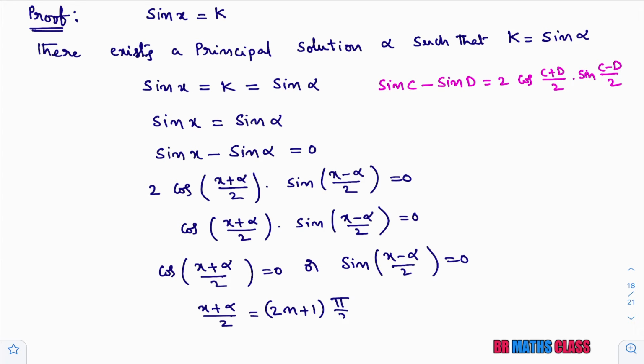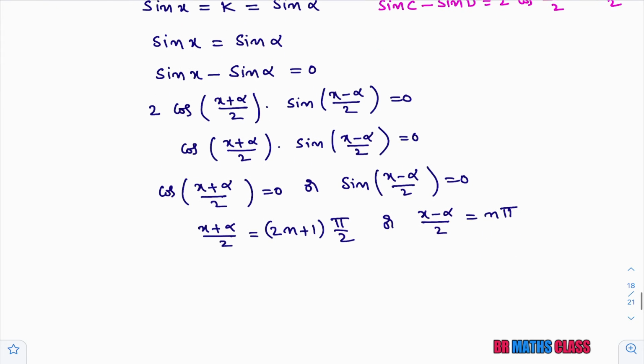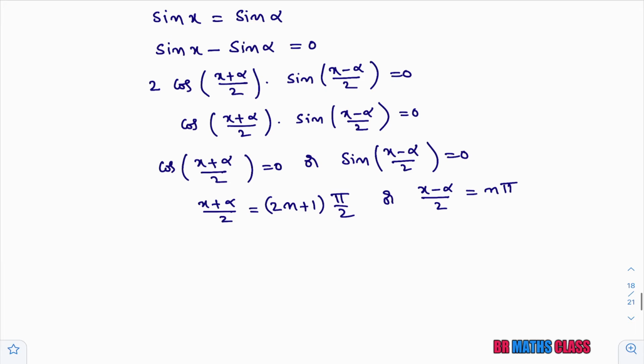We know that the general solution for cos x equal to 0 is an odd multiple of pi by 2. Or you can observe the other one looks like sin x equal to 0. The general solution for sin x equal to 0 is n pi. So what can I write here? I can write (x minus alpha)/2 is n pi. I hope you are understanding. Actually, I am trying to find the general solution for sin x equal to k. So I need x from this.